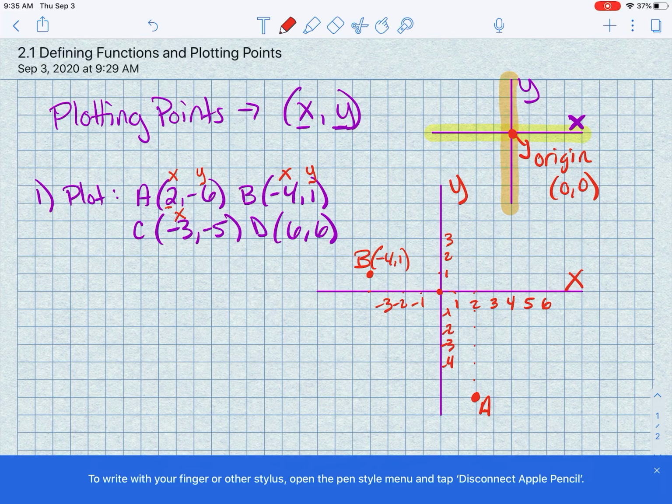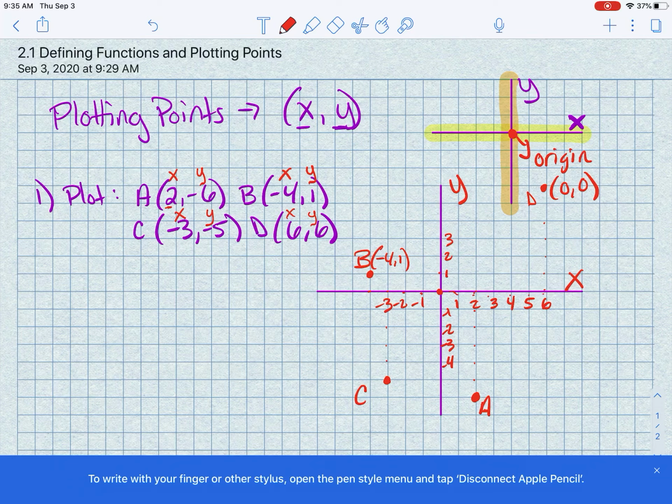Let's do C. My x is at -3, my y is at -5. So I'm going to go back, -3, so 1, 2, 3, there's my x, and then I'm going to go down 1, 2, 3, 4, 5. There's my y. Label it C. If you want to put the coordinates, you can. Okay, let's do our last one, D. So I have x, y. My x is at +6, so now I'm going to go right, 1, 2, 3, 4, 5, 6. My y is at +6, so I go up 1, 2, 3, 4, 5, 6. And there's your D. Okay, so there's your little refresher on plotting points.